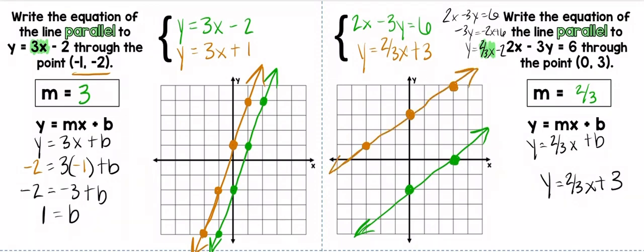And if you notice, both of those lines are parallel. They're never going to cross. They're running alongside each other. So remember, parallel lines will never intersect. They have the same slope.